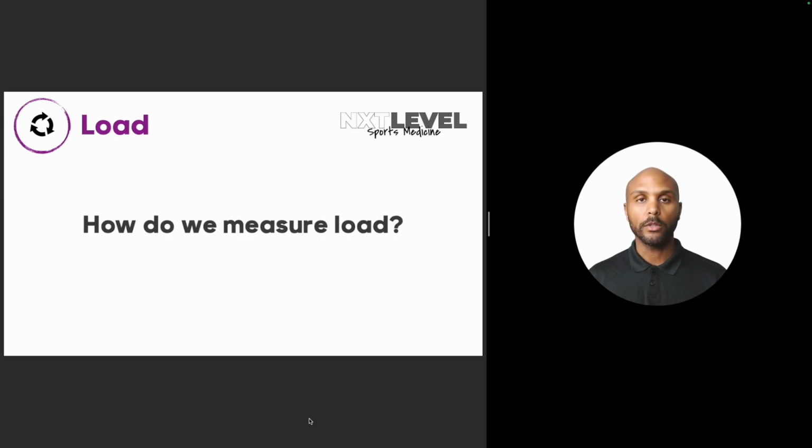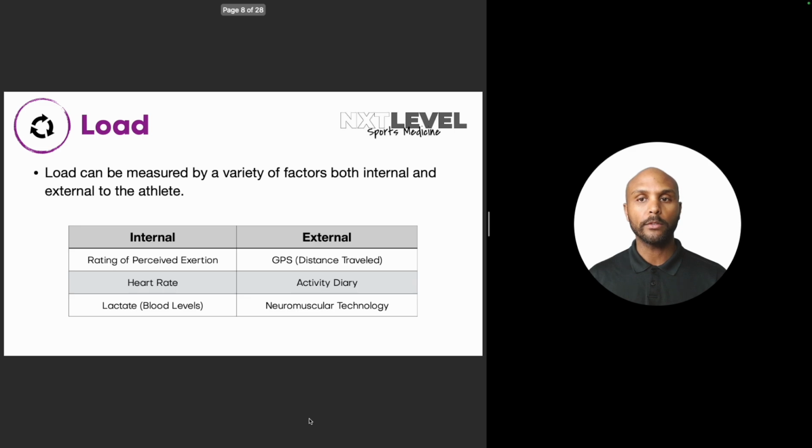So how do we measure load? It can be done in a variety of ways. Load can be measured internally to the athlete or externally. Internal would be what the body is experiencing. So what is their rate of perceived exertion? On a scale of 1 to 10, how hard did the body perceive that particular workout is a good way to measure load. What their heart rate did. And then if you can get more sophisticated, what their blood levels of certain byproducts like lactate show.